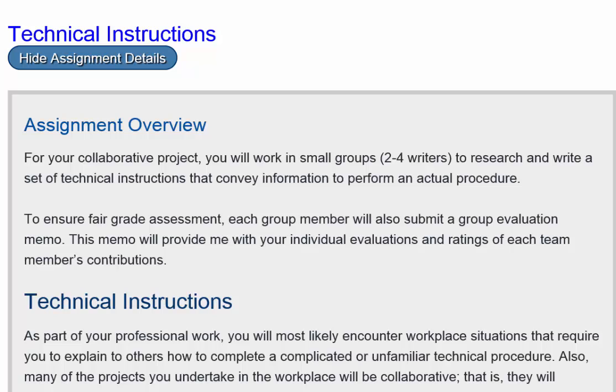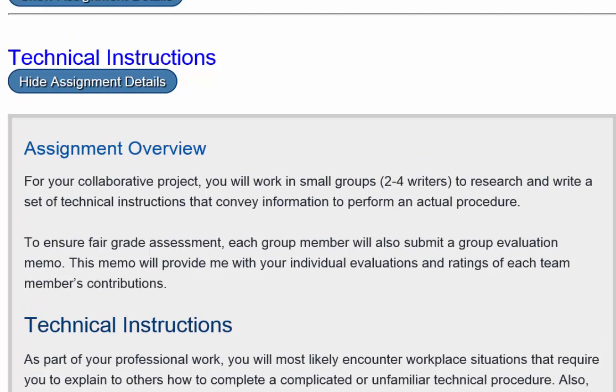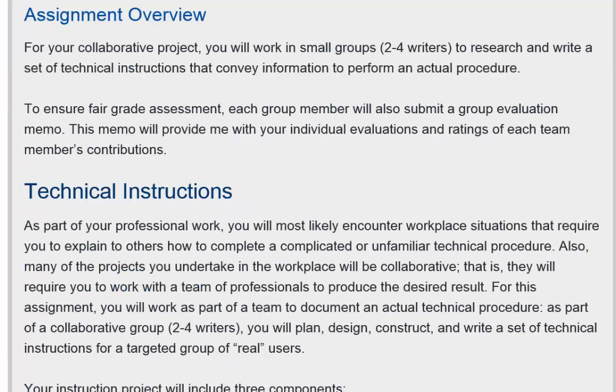Our first project for this class will be a group project, the technical instructions. You'll be creating these instructions in a group of 2 to 4 people, and you can share files and communicate back and forth with each other through our course Communicate page.